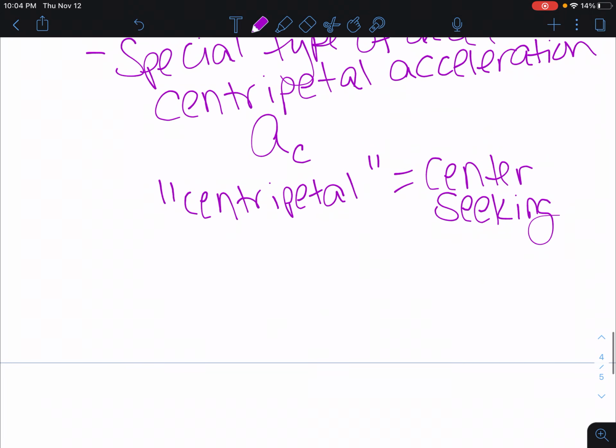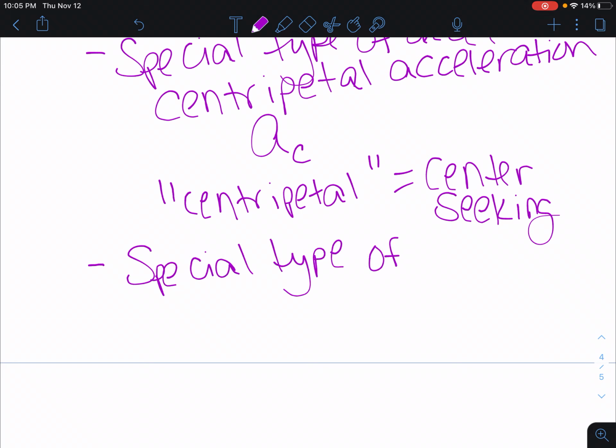All right, so centripetal is a fancy name for center seeking. We also are going to have a special type of velocity for this one, because our velocity is continuing to change direction. So remember, acceleration is a change in velocity. So if the velocity is constantly changing direction, then we have acceleration. Okay, so this is a special type of velocity.